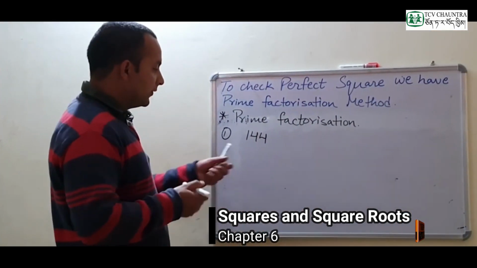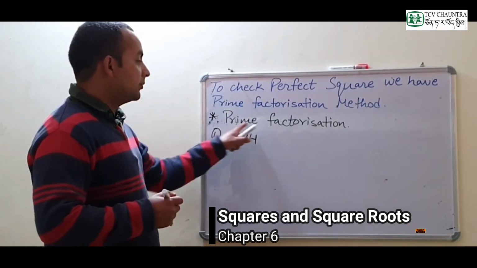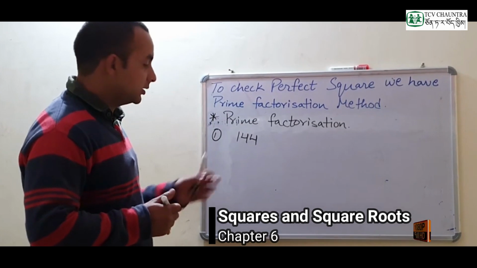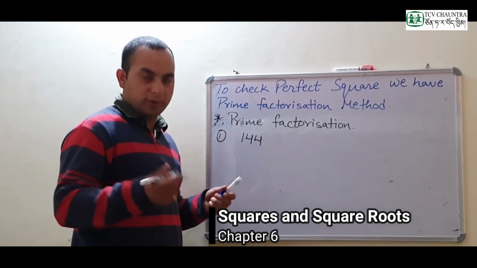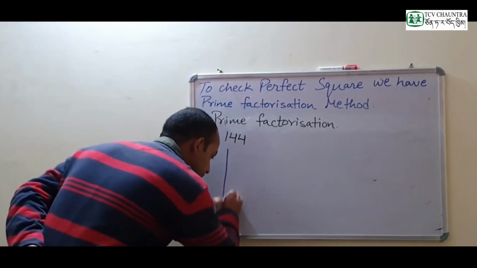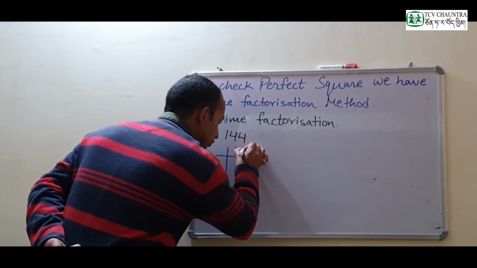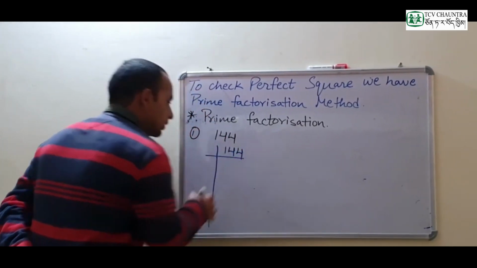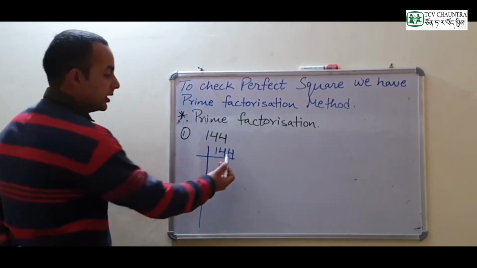Now 144, we will check whether it is a perfect square by using the prime factorization method. So 144, the unit place is 4. So this is an even number.